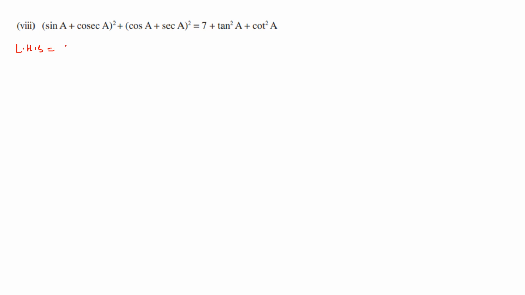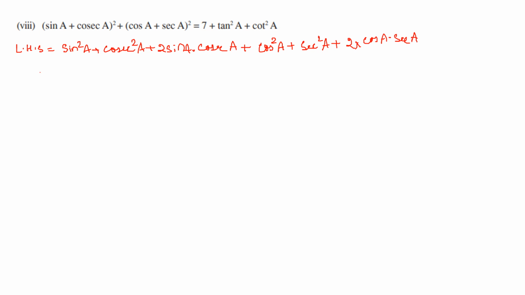sin square a plus cosec square a plus 2 sin a cosec a. I have used the a plus b whole square identity. Now in the same way, the second part is cos square a plus sec square a plus 2 into cos a into sec a. Okay. Now if you see sin square a plus cos square a, this is an identity.